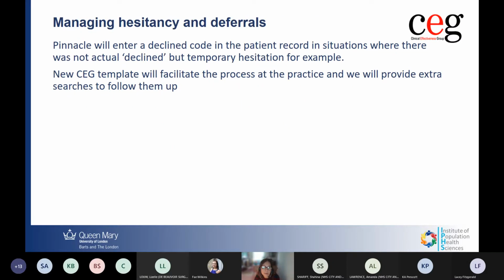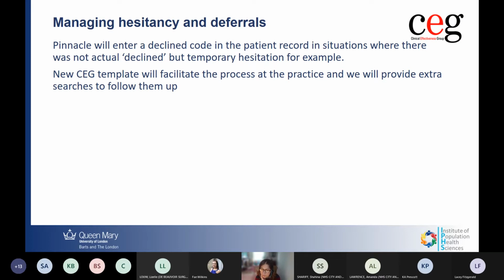Okay, just to move slightly on to something different is managing the hesitancy and people who are deferring vaccinations. As you probably would have seen at Pinnacle, when somebody declines, you will see a declined code in the patient record. Next to that, you often get some associated text, which will give you some idea of the reason for decline.